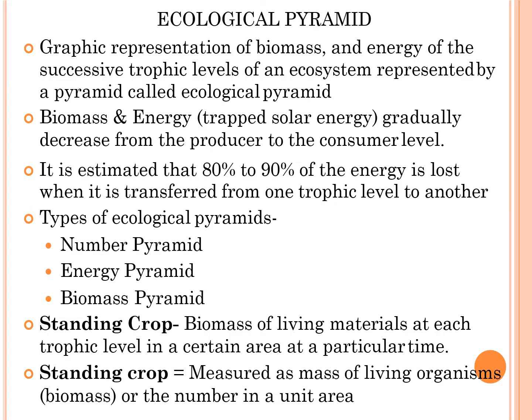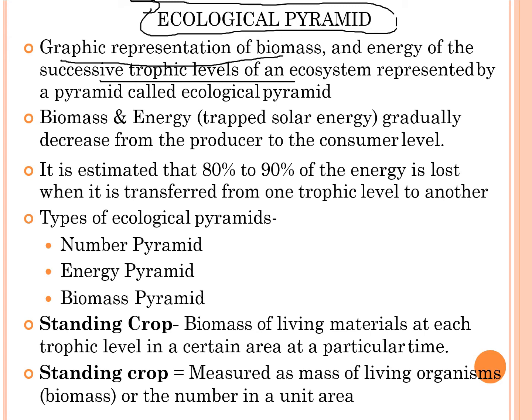On to the ecological pyramid. After biomagnification, which was just the accumulation of harmful substances such as mercury, DDT or other pesticides, let's talk about the ecological pyramid. It is basically a graphic representation of the biomass and energy of the successive trophic levels of an ecosystem, represented by a pyramid called the ecological pyramid.